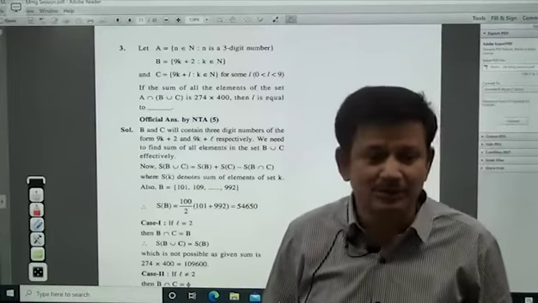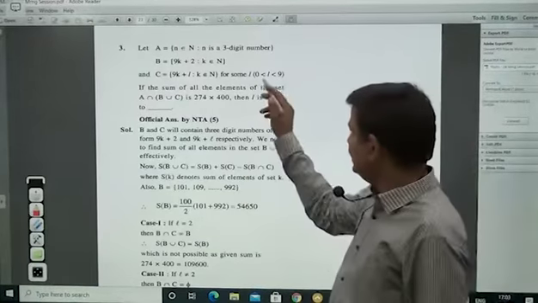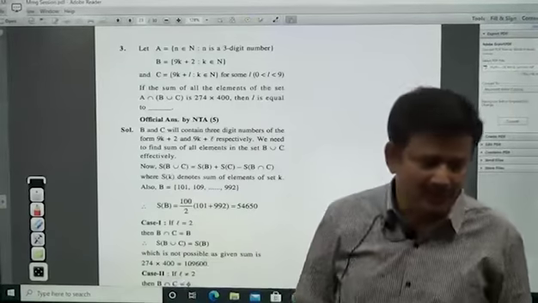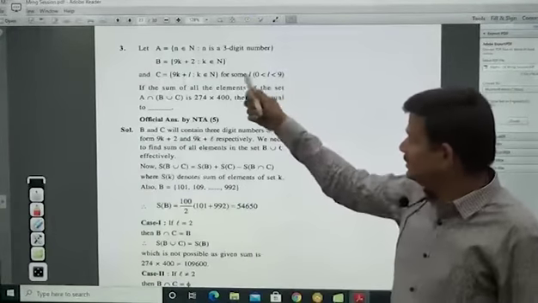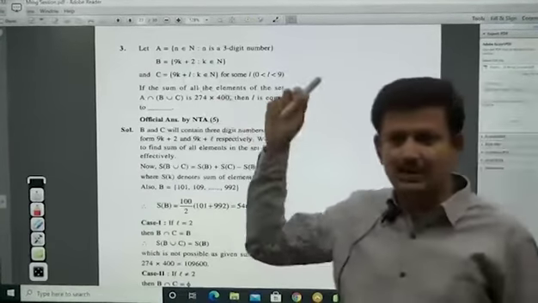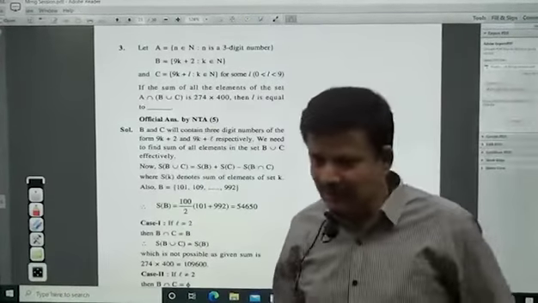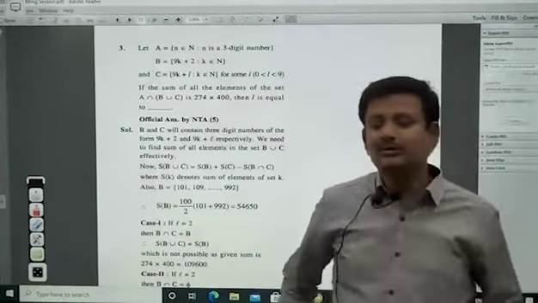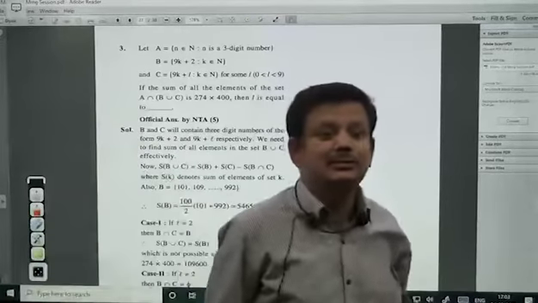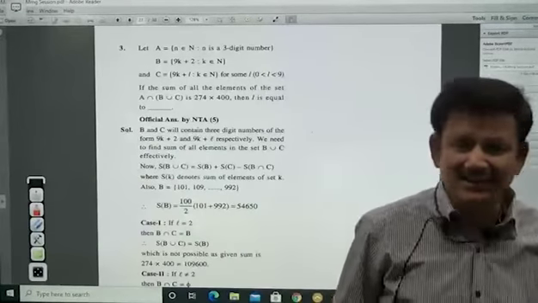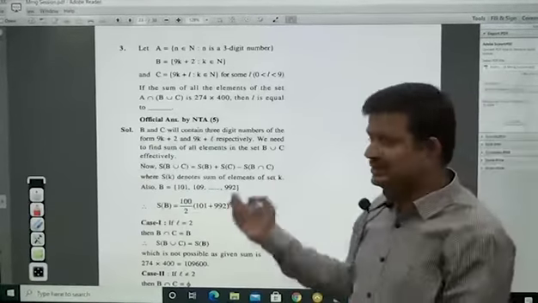Remaining all numbers. Yes or no? Remainder, if it is 0, it would have been a multiple of 9. Remainder cannot be 9, but even if L is written to be 9 there, it would have been a multiple of 9. Other than that, 9k plus 1, 9k plus 2, 9k plus 3, everything is there. So B is a part of C. B is a subset of C. So B union C is simply C.